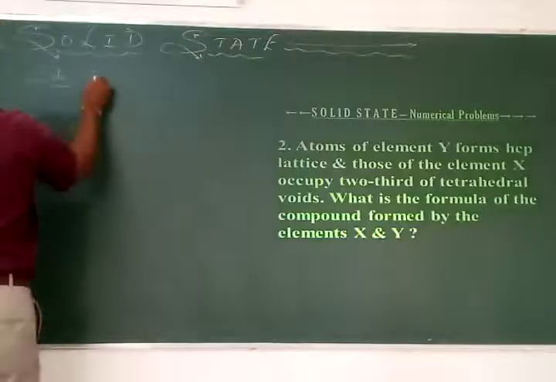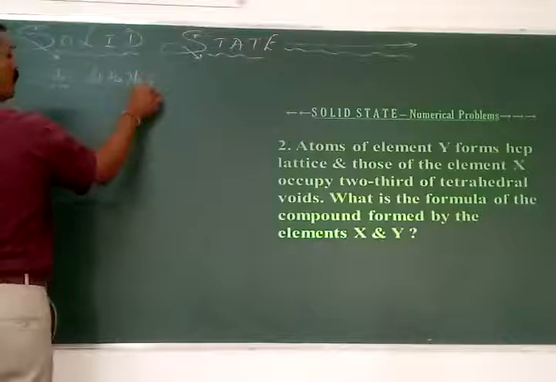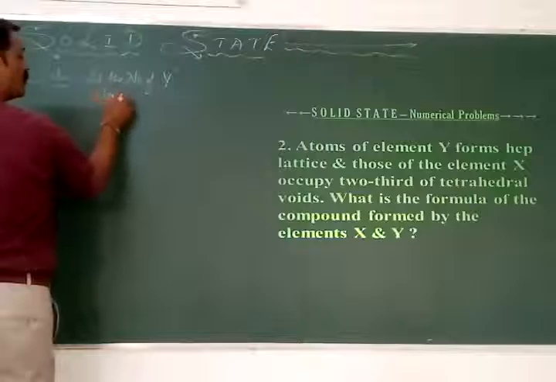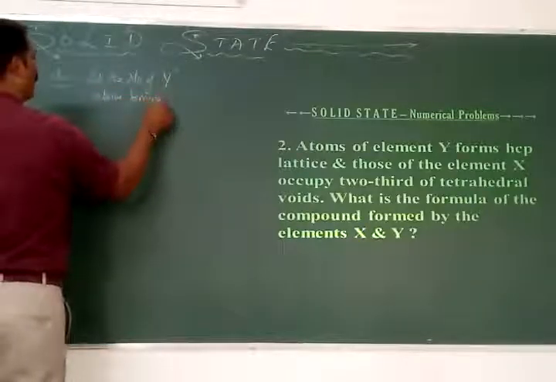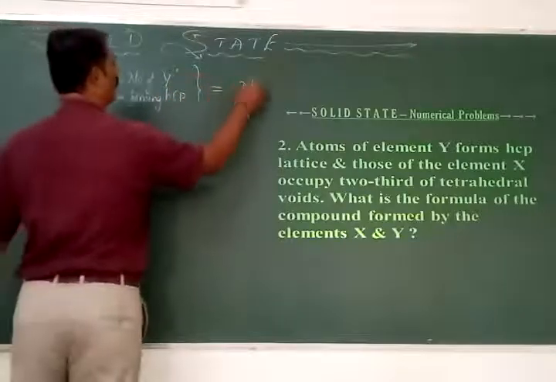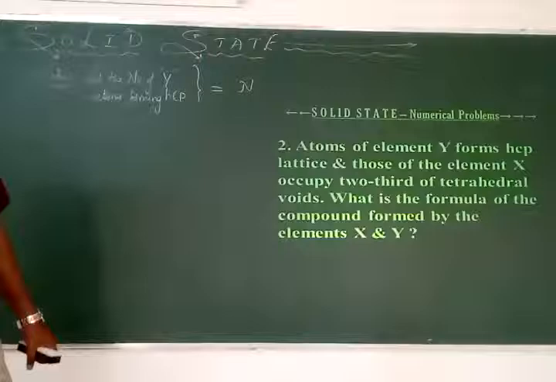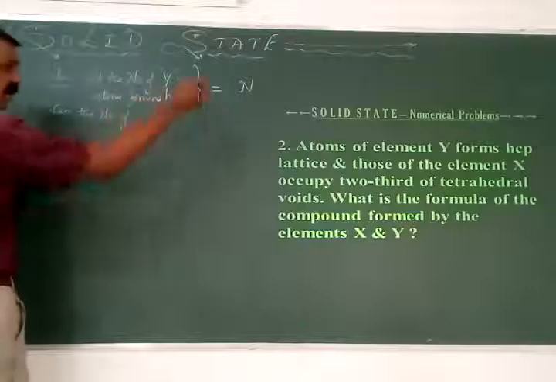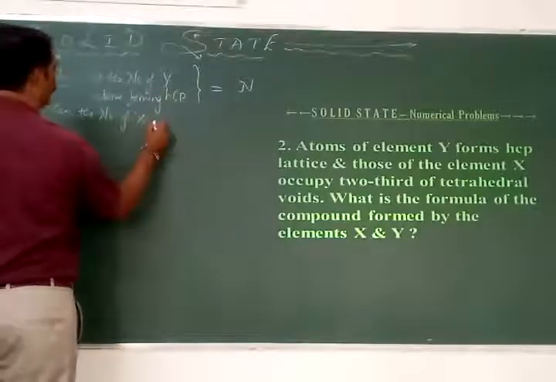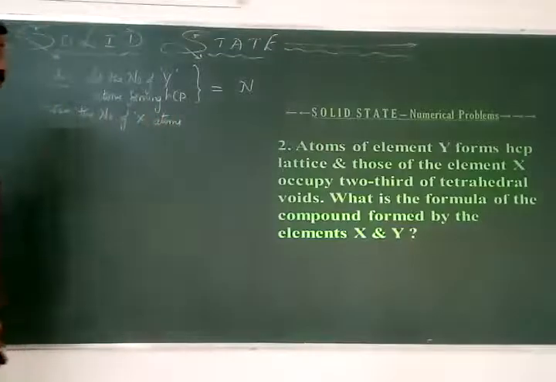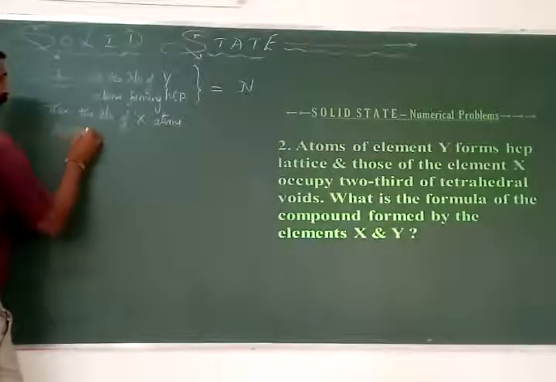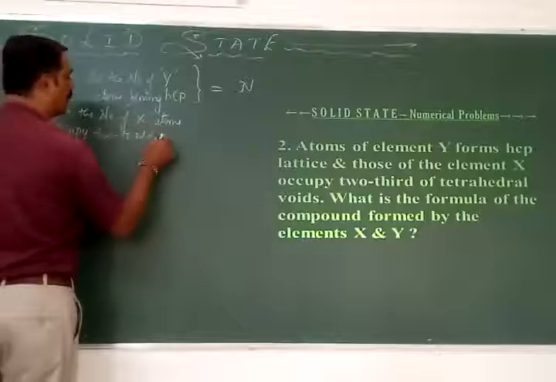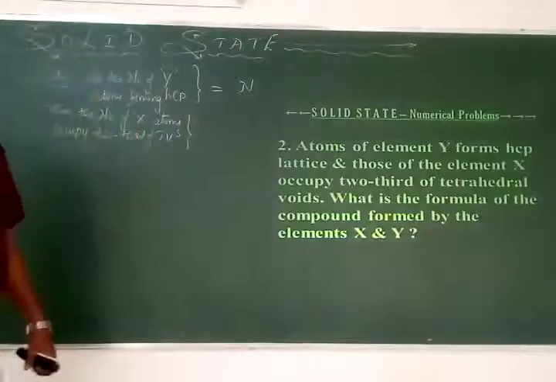So here we have the two elements X and Y. Let the number of Y atoms forming the HCP lattice be N. Then the number of X atoms, where they are occupying 2/3 of the TVs. Here TVs means tetrahedral voids.